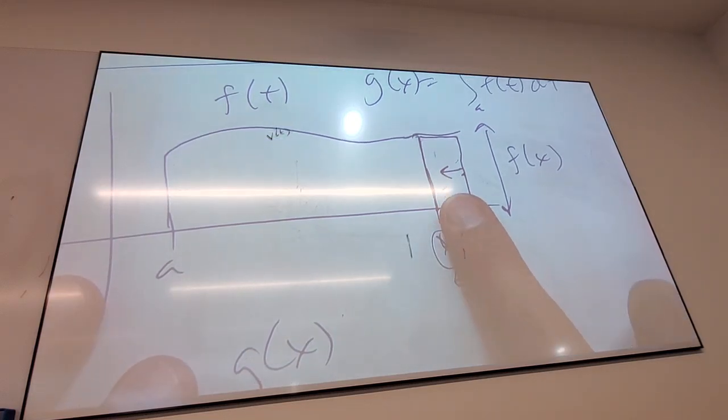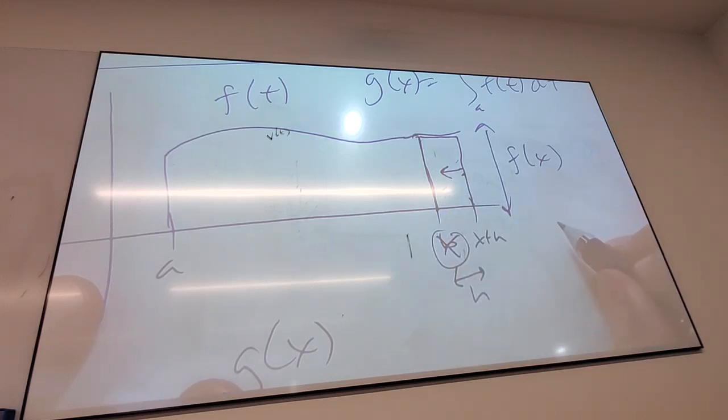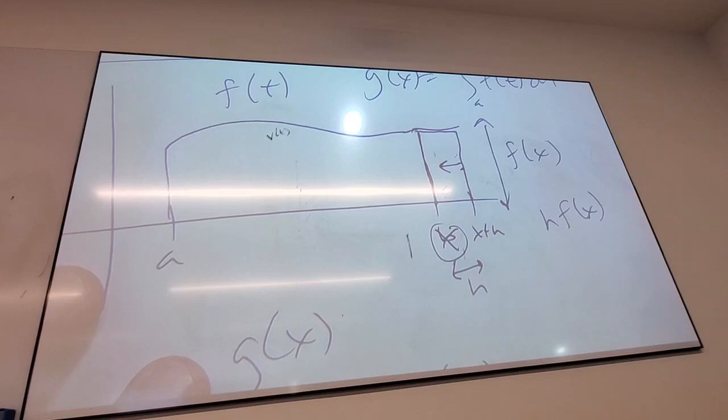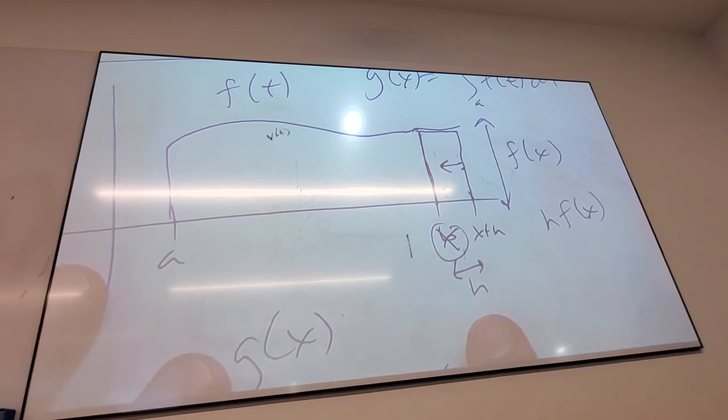So what's the area of this rectangle? F of x times h. Yes, h times f of x. I like it. You guys all with me? The area is h times f of x. Does that make sense? That's the width times the height. Can't beat that. Right? Okay, I love it.